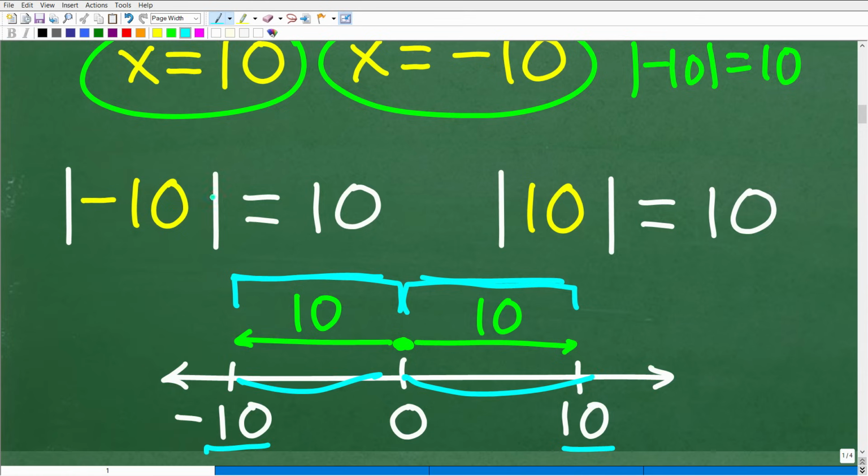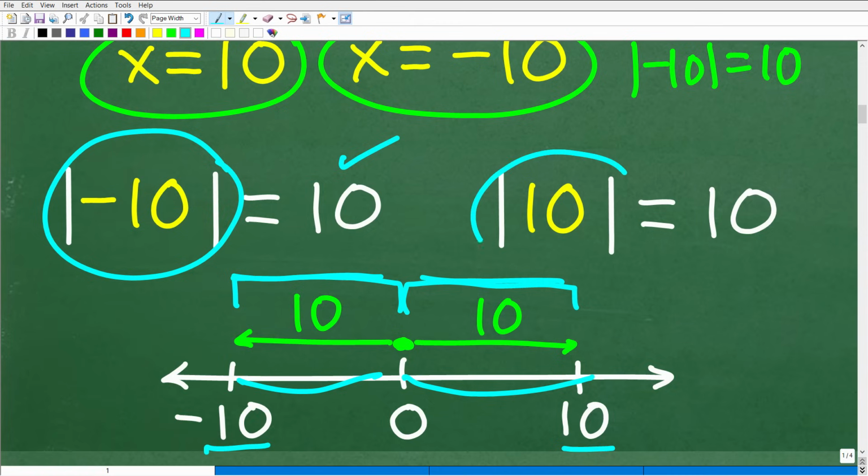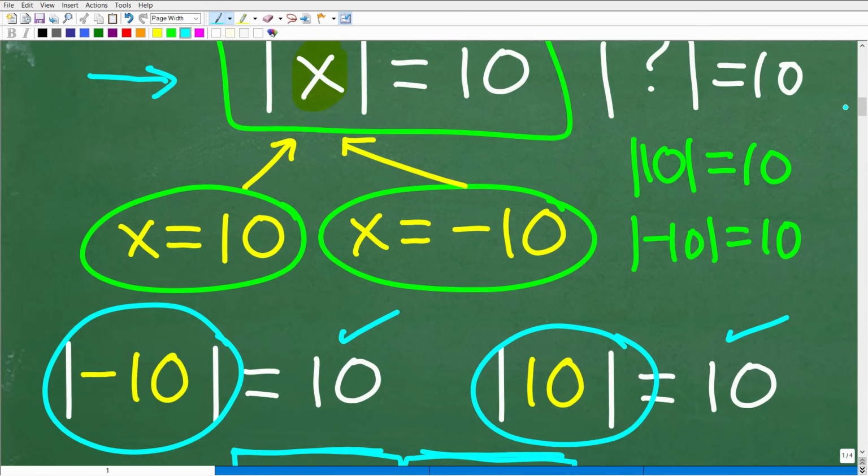That's why when we take the absolute value of a number, you're really asking that number, hey, how far are you from 0? Hey, negative 10, how far are you from 0? I'm 10 units. Hey, 10, how far are you from 0? I'm also 10 units away. Okay, so that's just a quick rehash of absolute value. So again, remember, there's always going to be two solutions to an absolute value equation.